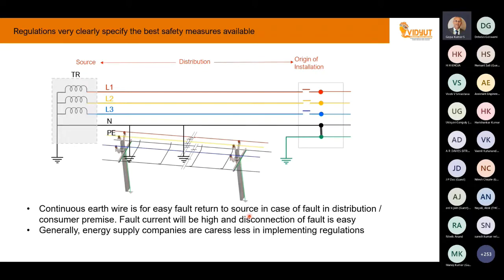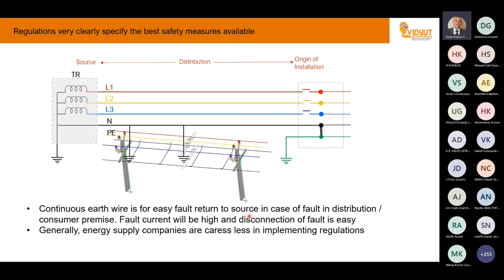On the roadside, in crowded places as well, there is no guarding. As a result, in case of any isolation failure or any mechanical break in the live phase conductor, it falls down and creates an accident. So generally, the supply companies are careless in implementing these regulations.